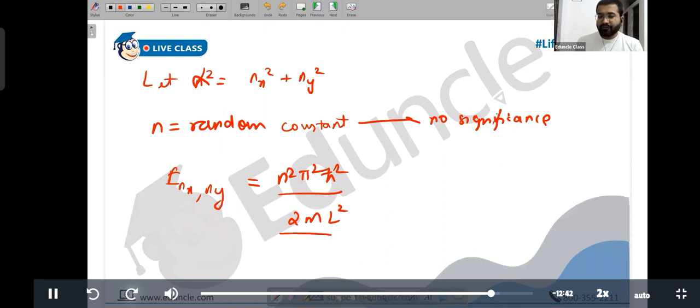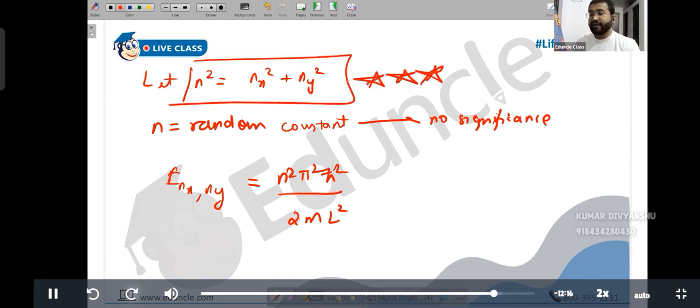What was the energy of the 1D box? N squared pi squared h-bar squared upon 2mL squared. Now also it is n squared pi squared h-bar squared upon 2mL squared. The difference is that in 1D, n was the quantum number, taking values 1, 2, 3, 4, and it goes on. But here n squared is nx squared plus ny squared, and nx and ny are the quantum numbers. I'm trying to hammer this into your head. I hope you're understanding this.